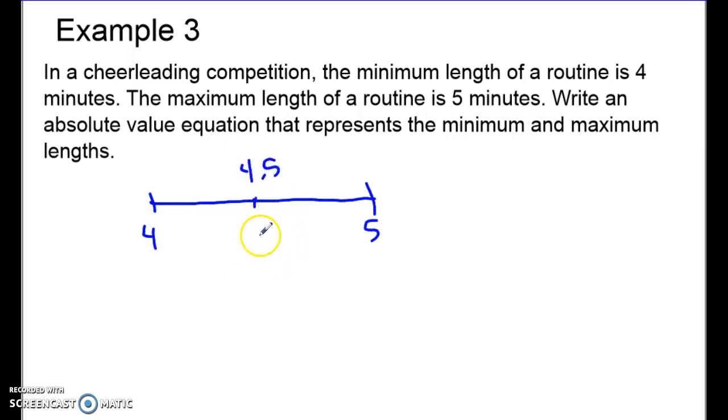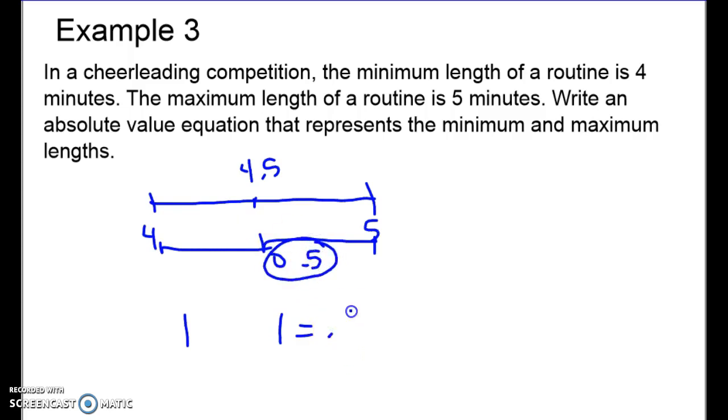I also need to know the distance between the halfway point and my other values. And I know that since this is the middle, it's going to be the same, and I know that this is 0.5. So with all of this information that I found, I can now write my equation. So I know I'm going to have my absolute value symbols equals. So the absolute value symbols are going to equal the distance here to the halfway point. So this is going to go on this side. I know I'm going to have x minus, and here's where I put the midpoint, so my 4.5.